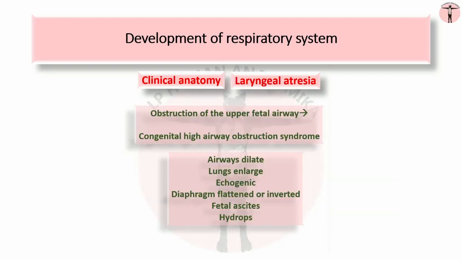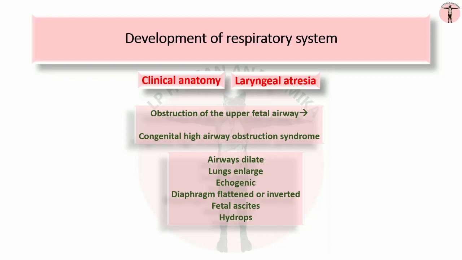Coming to the clinical anatomy, laryngeal atresia. It is a rare anomaly that results in obstruction of the upper fetal airway. It is also known as congenital high airway obstruction syndrome.